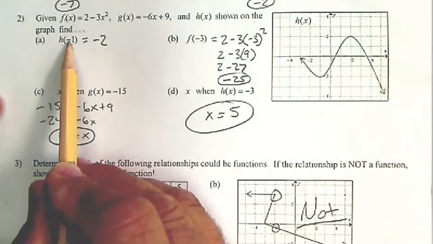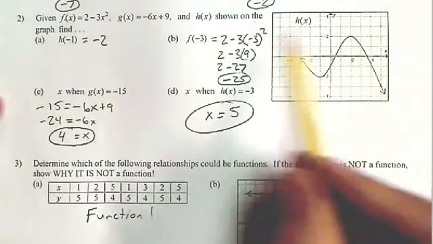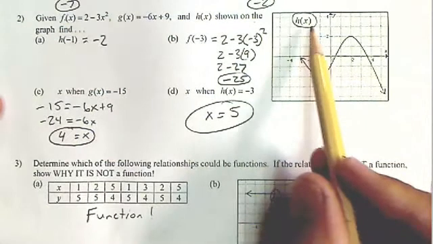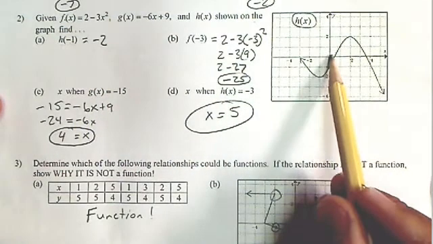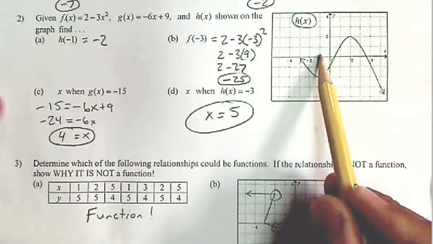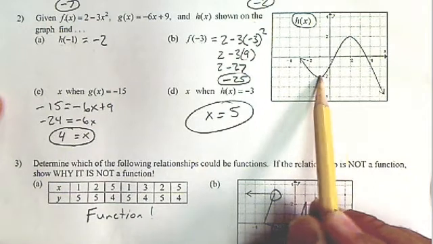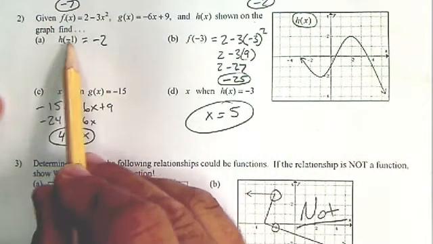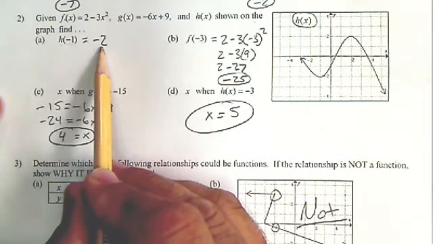This is my input. I'm inputting into h of x. Here's h of x. I'm inputting a negative 1. So that's my x values. My input and my output would be the y, which is negative 2. Input a negative 1 and you get out negative 2.